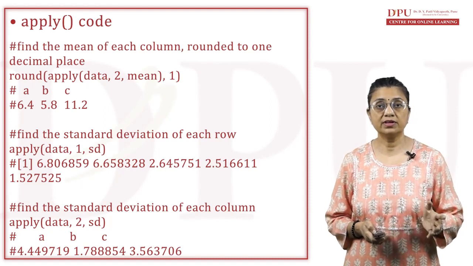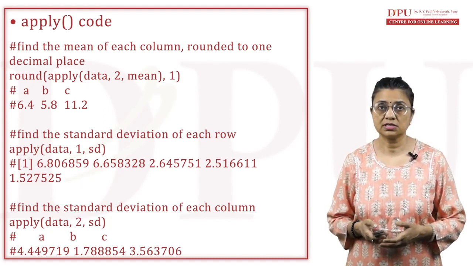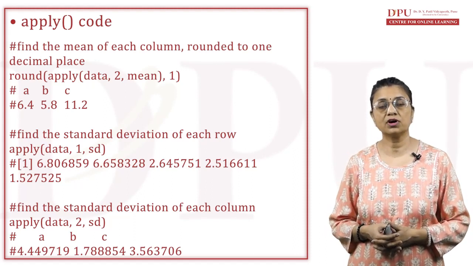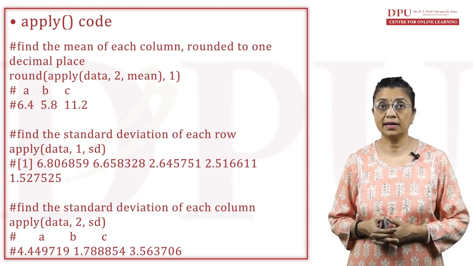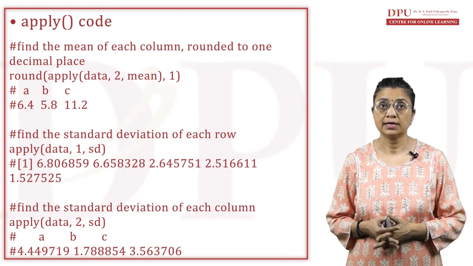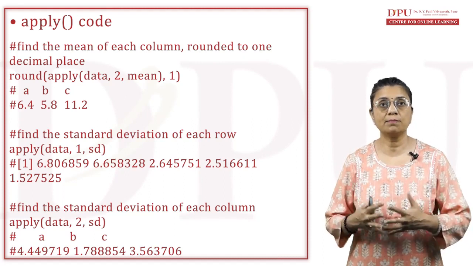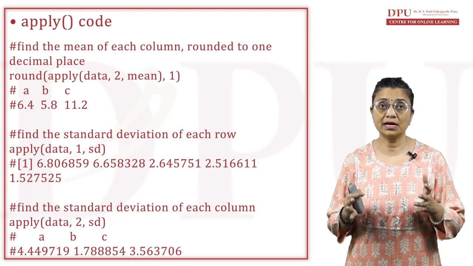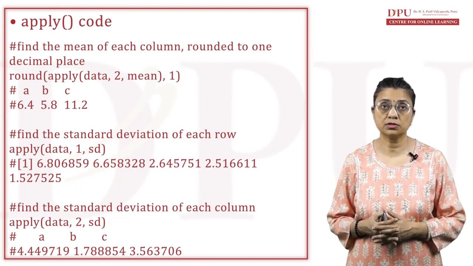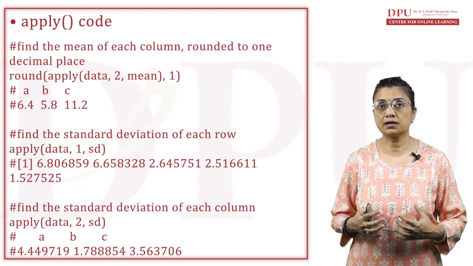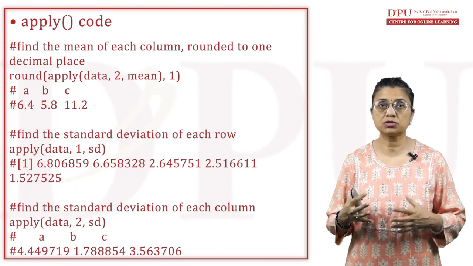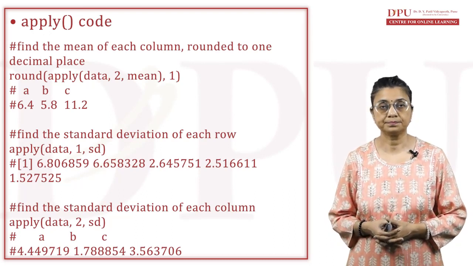So basically, when there are more significant digits, we can select the round function and apply the apply function within the round function. Sometimes this is called nesting of the apply function, when we pass the apply function into another function so that whatever result comes from the apply function can be used for some other purpose.